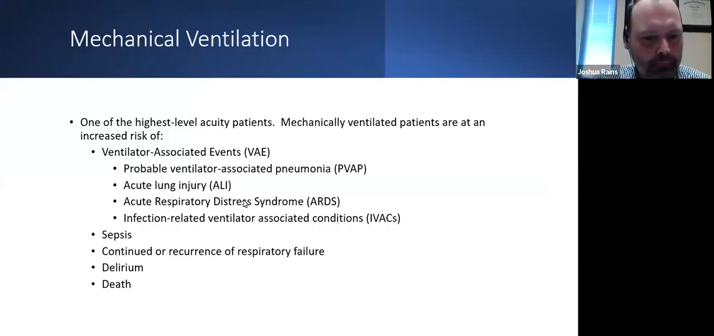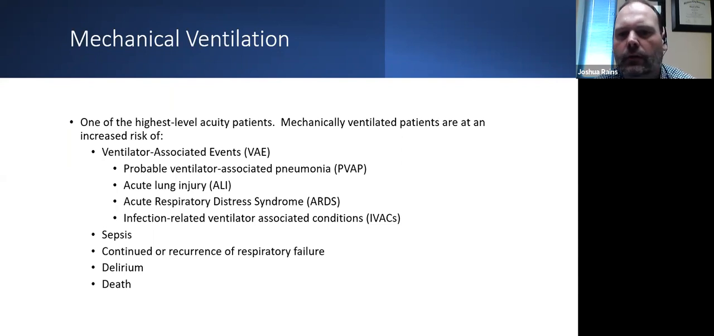Mechanical ventilation. Okay. So this patient population, obviously, they are some of the sickest of the sick, unfortunately. They are probably the highest acuity level patients we have. They are highly susceptible to ventilator-associated events. And I've listed some of those on the slide there.